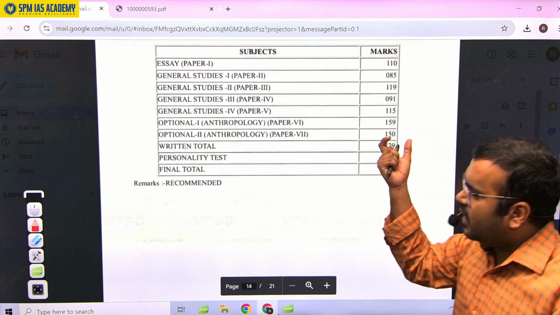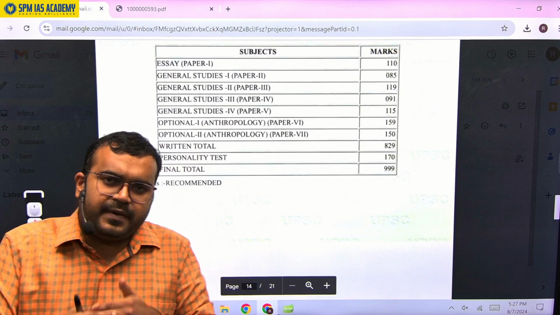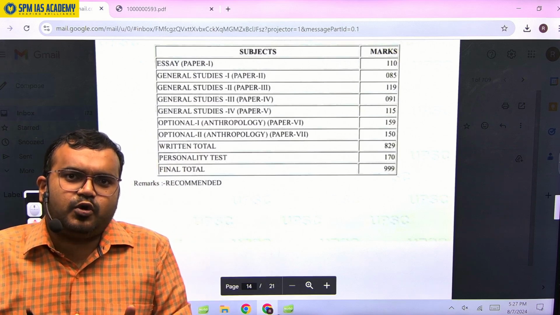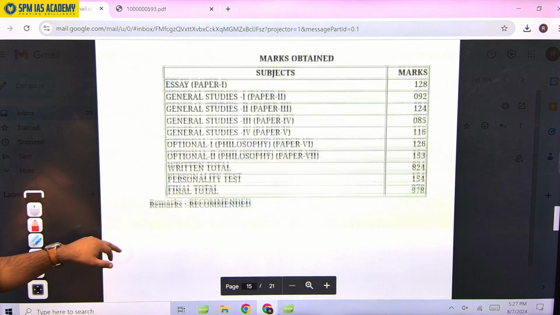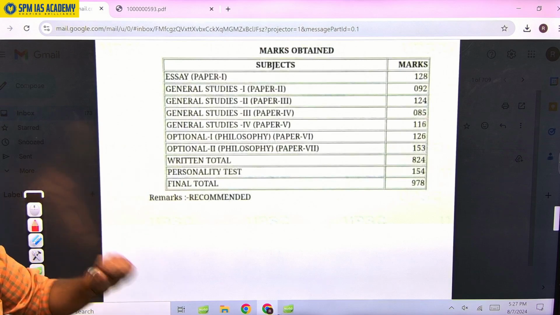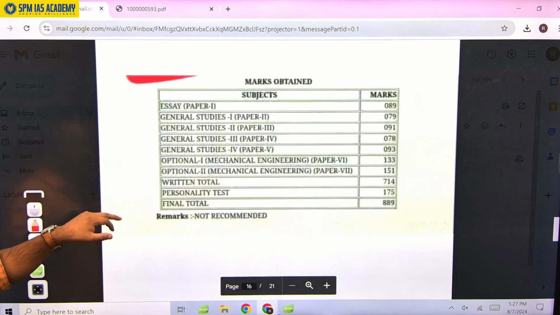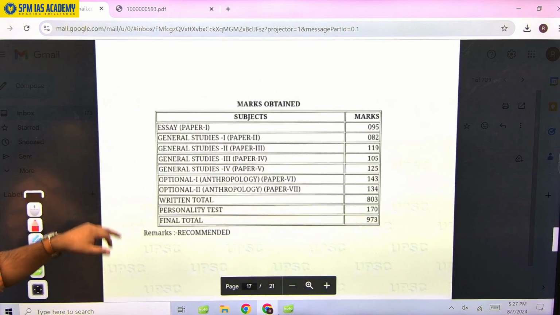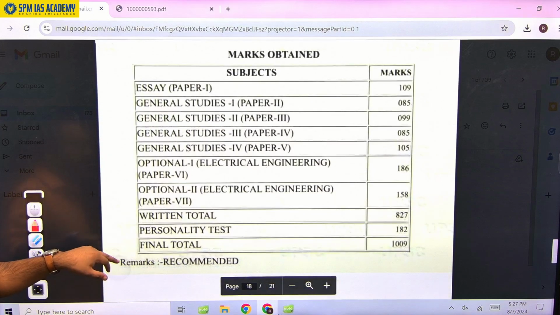It is also a parameter of how that individual, that means a candidate or aspirant, approaches these optionals, studies them and specializes in them. Then comes philosophy, 126, 153, a good enough score in case of paper 2, right? Then we have mechanical engineering, right? Similarly, anthro again. Then we have electrical engineering.